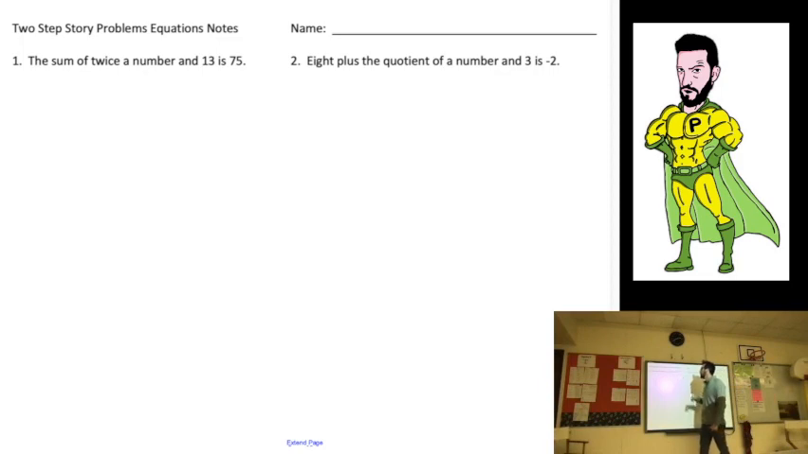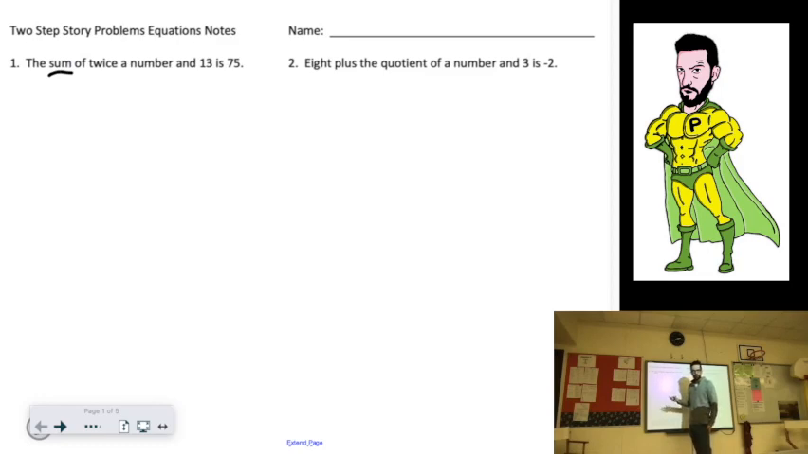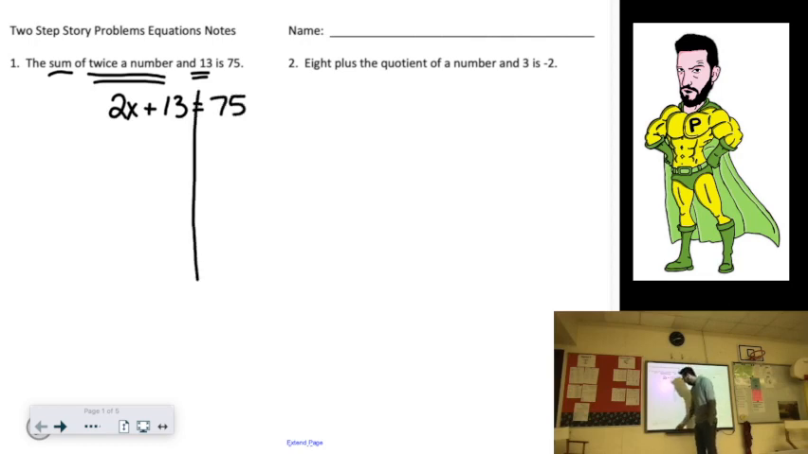The sum of twice a number and 13 is 75. By the way, we're going to throw in an equal sign. So the sum, do you remember what operation goes with sum? Yeah, addition. Twice something means 2 times that. We don't know what the number is, so we could say 2 times x, which is 2x, and 13. So the sum of 2 times a number and 13 is 2x plus 13 equals 75.